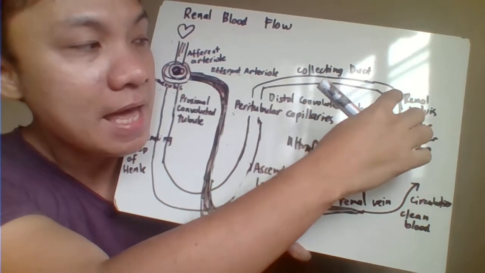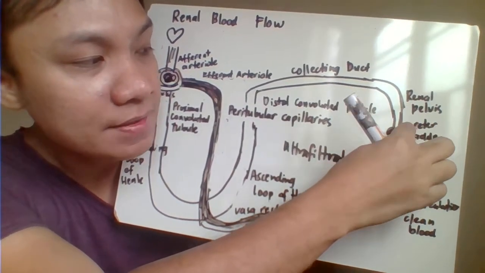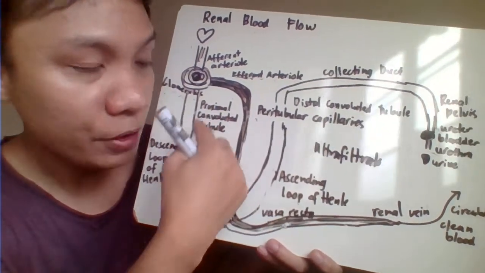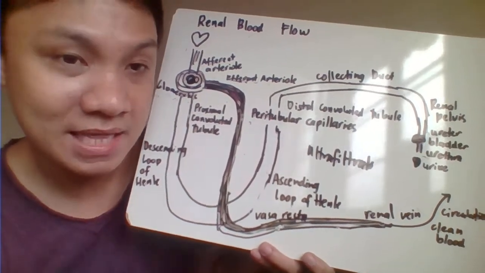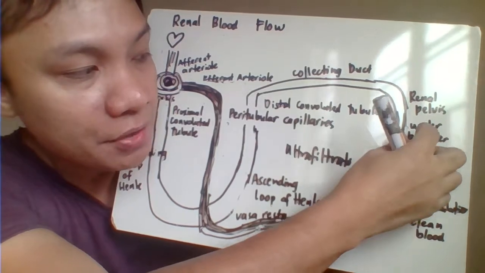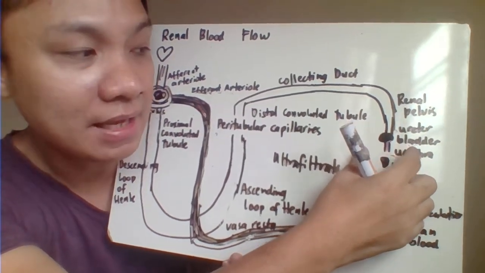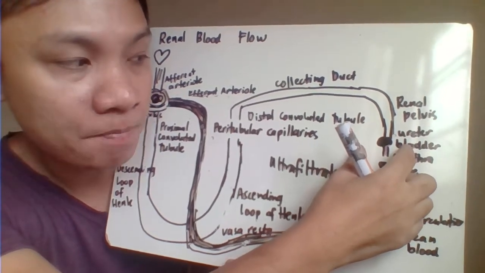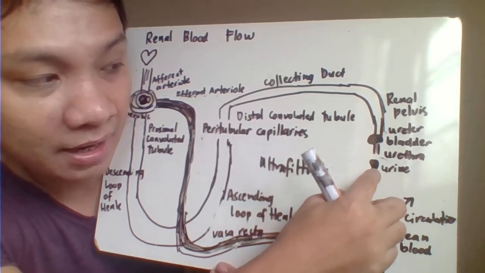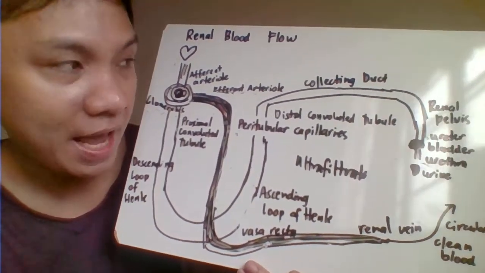Then, lalabas sa kidney natin by passing through your renal pelvis. Then, dadaan sa ureter natin. Magiging urine. Remember your ultrafiltrate, yan ang magiging urine natin. Pag pumunta rito sa renal pelvis, papunta sa ureter, mag-store sa bladder. So, pwede natin hold ang urine natin temporarily sa ating bladder. Pag umihi tayo, lalabas ang urine natin through your urethra. That become your urine. I do hope na na-follow nyo ulit.